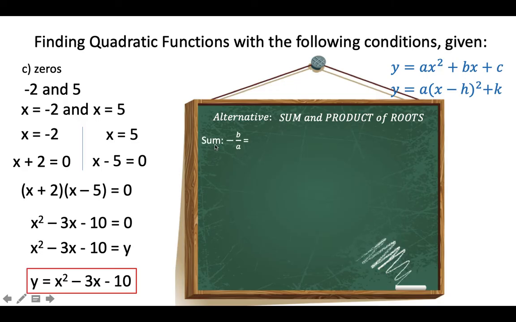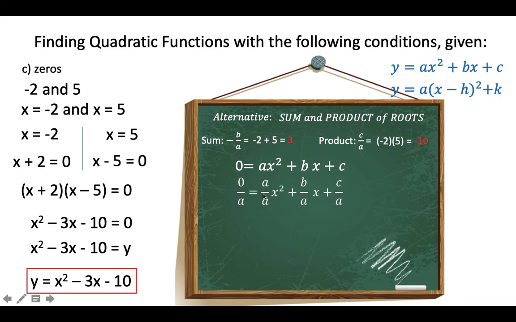So we know that the sum is negative b over a, and the product is c over a. To find the sum of the roots, since our roots are negative 2 and 5, negative 2 plus 5 is 3. And the product, when you multiply them, negative 2 times 5, is negative 10. Since we know that this is the quadratic function form, if we divide both sides by a, this gives us 0 is equal to x squared plus b over a x plus c over a, wherein b over a is the sum and c over a is the product.